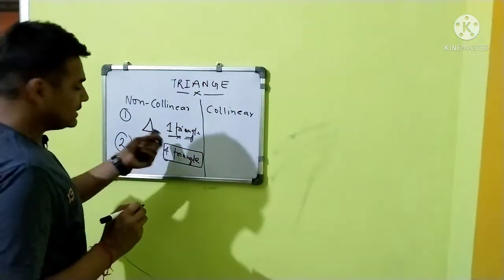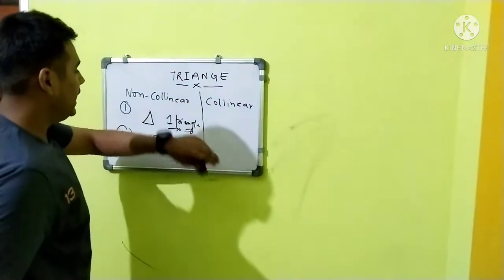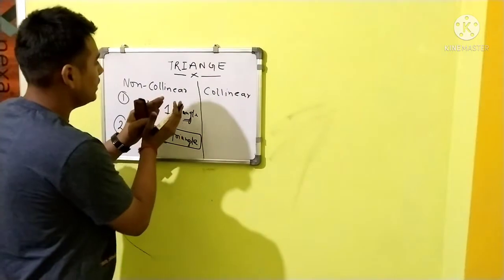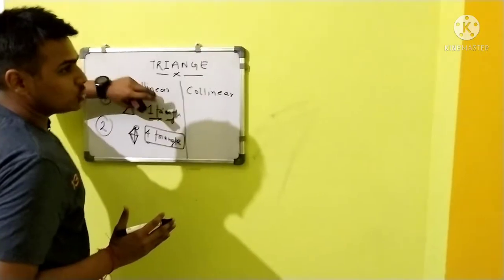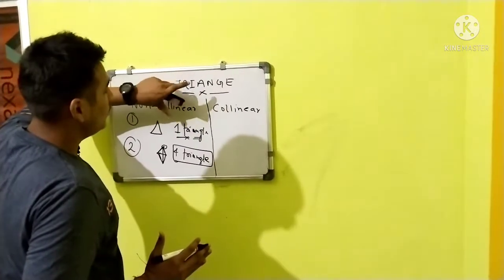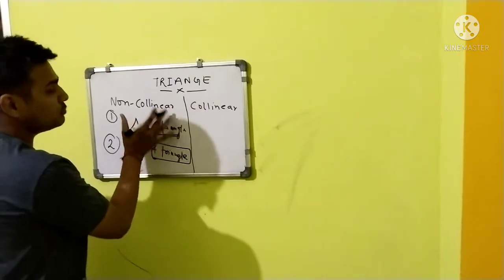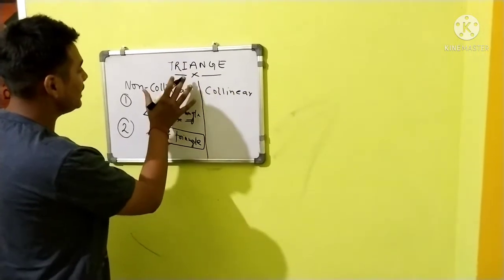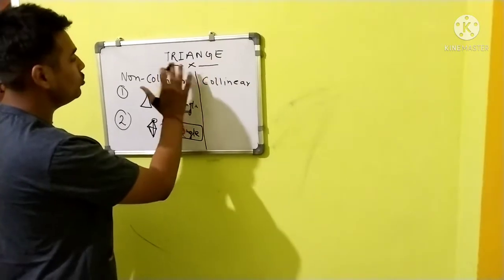But the question arises: if 5 points, 6 points, 7 points, 10, 11, 12 points are given, then how can we find the number of triangles? In that condition there is the concept of combination. Combination means selecting given points from the reference points. That means if there are more than 4 points, 5 points, 6 points, we have to select any 3 points from the given points to make a triangle.